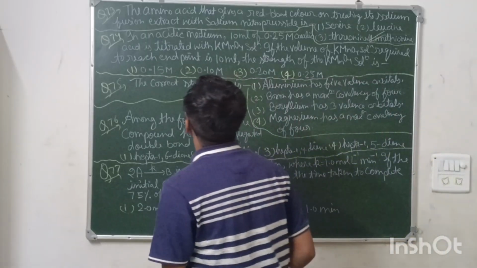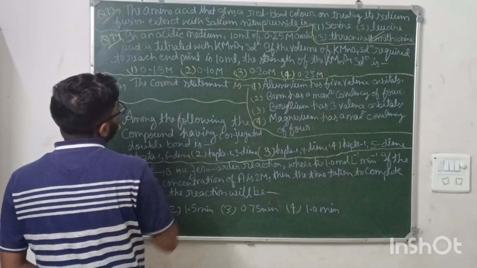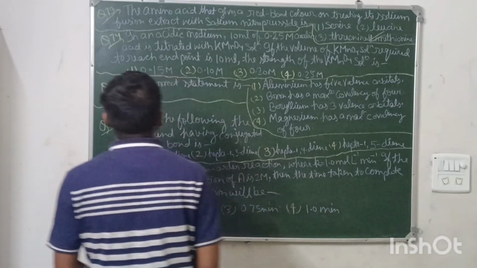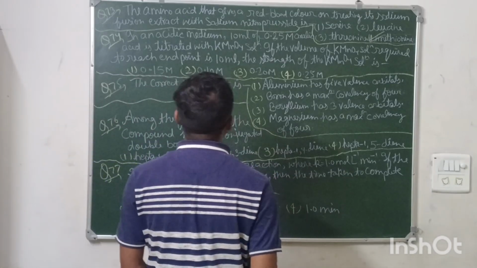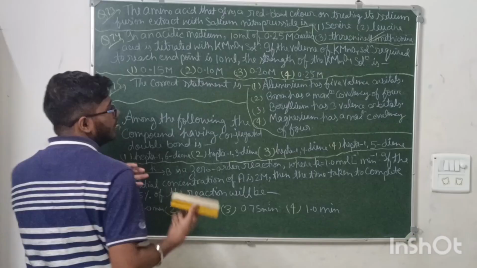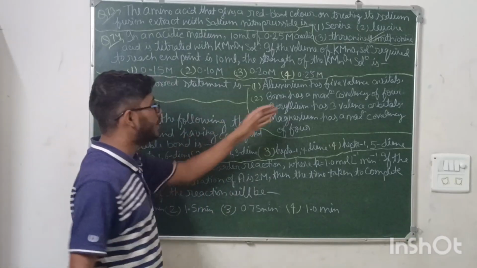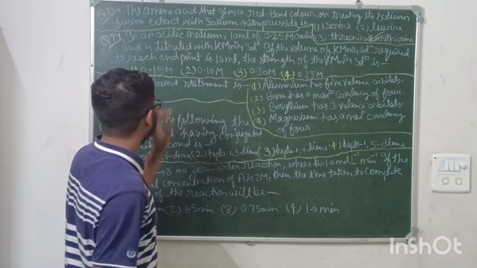Question number 75. Sorry, 74. 74 is saying in an acidic medium 10 ml of 0.25 molar oxalic acid is treated with KMnO4 solution. If the volume of KMnO4 solution required to reach the end point... Let us first solve question number 75, then we will come back to this and I will draw the solution of this. First of all, let's see question number 75.